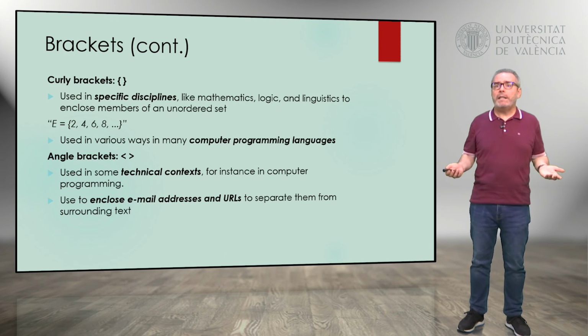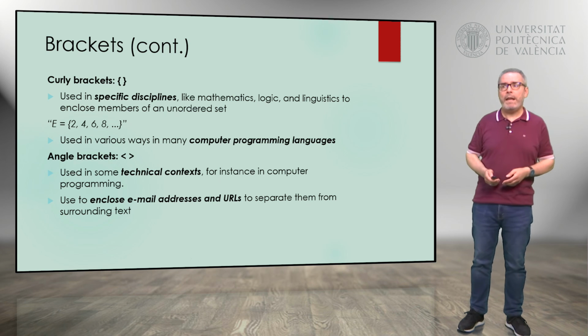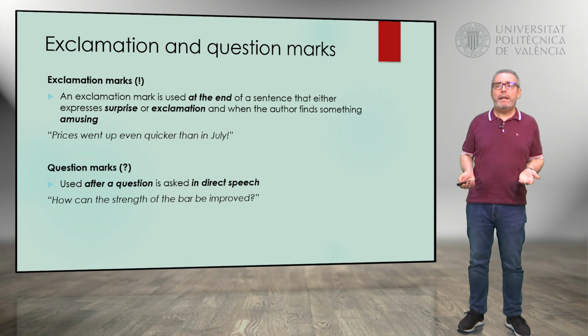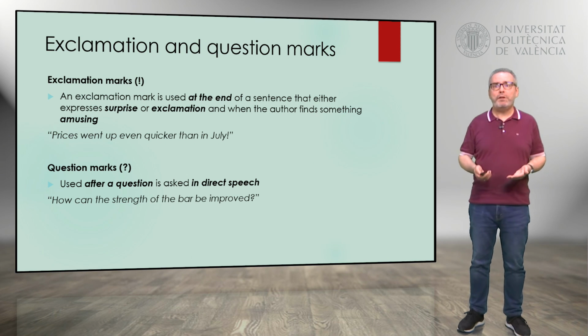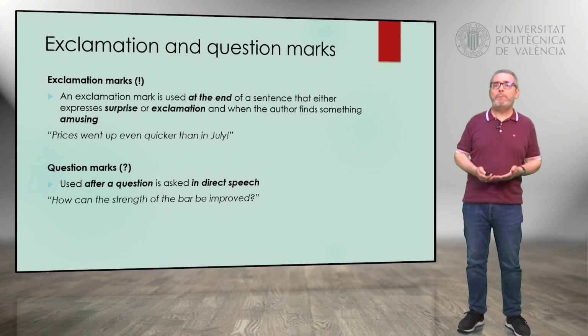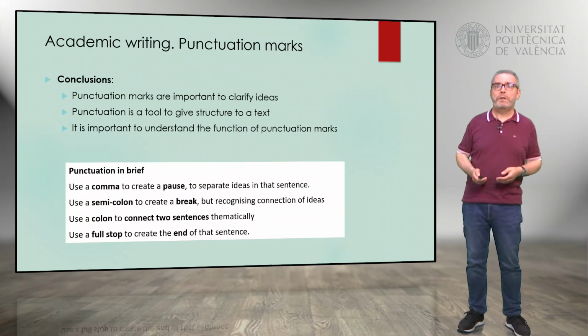Curly brackets and angle brackets are much more specific. Specifically, angle brackets are used in technical contexts and also to enclose email addresses or website addresses, but they are not widely used. And exclamation marks imply an exclamation, a surprise, but they are not normally used in technical or academic writing texts. Whereas question marks are used after a question in direct speech, and they're widely used in academic writing, for example, when giving hypotheses or research questions.